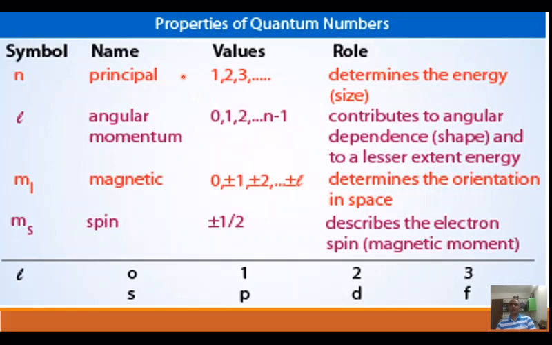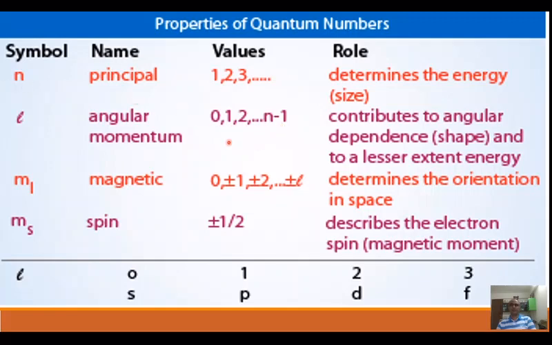Okay. See these properties of quantum numbers. Again, it is summarized in this tabular form. The symbol for the first quantum number is n, the principal quantum number, with integer values 1, 2, 3. What is the role? It determines the energy and size. L is the second quantum number, the angular momentum, subsidiary or azimuthal quantum number, and it has values 0, 1, 2 up to n minus 1. It depends again on n.